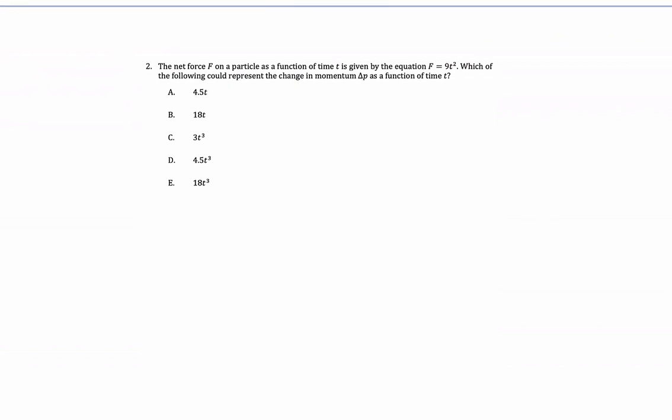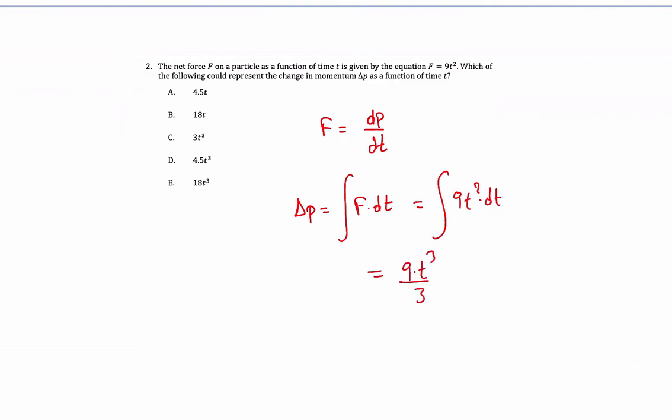We continue with another question from ATS exams where we are given a force and we need to find the change in momentum as a function of time. We remember that the force is equal to dp over dt, or that the change of momentum is the integral of F dt. So it is the integral of 9t squared dt, and this is 9 times t to the power of 3 over 3, so 3t to the power of 3.